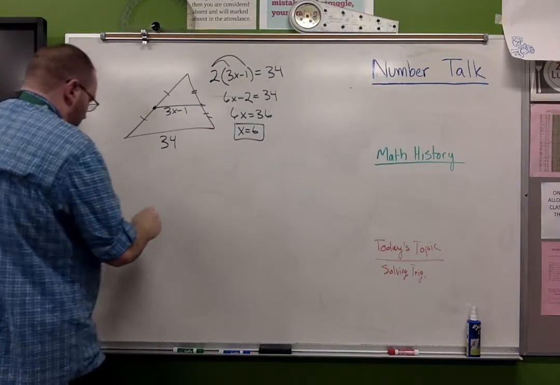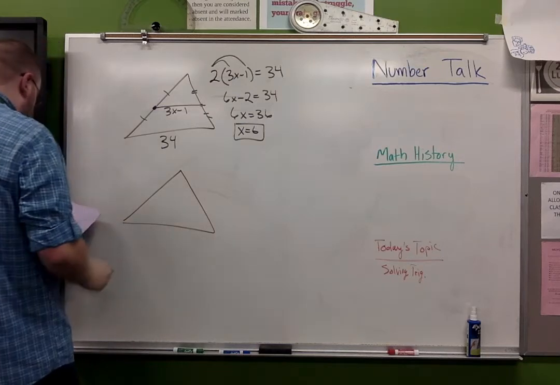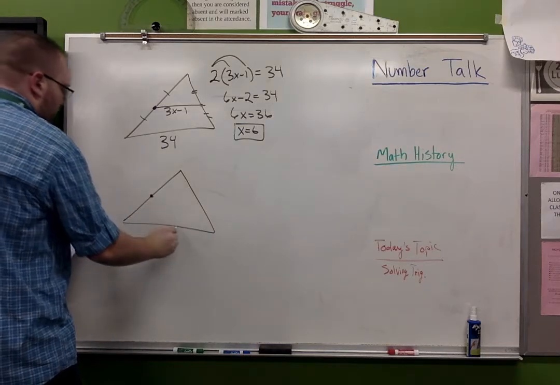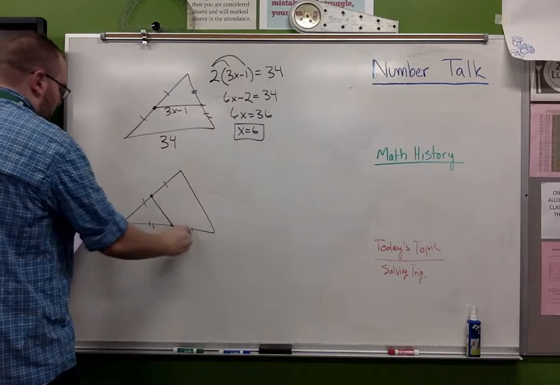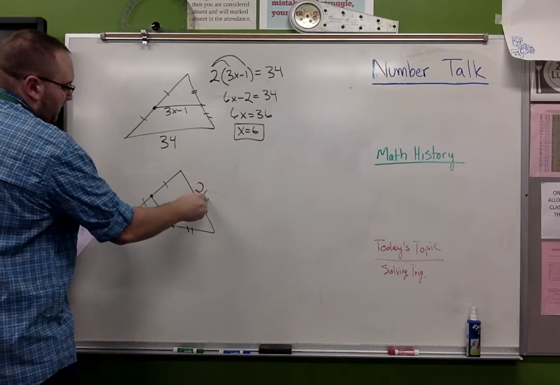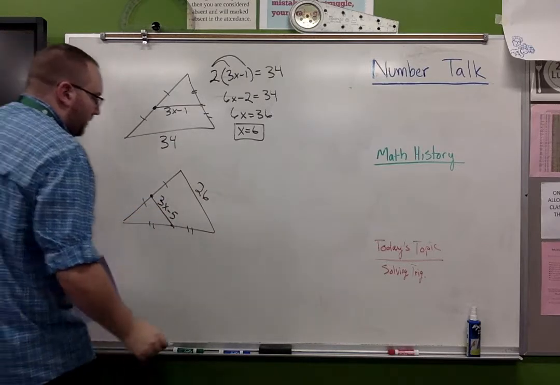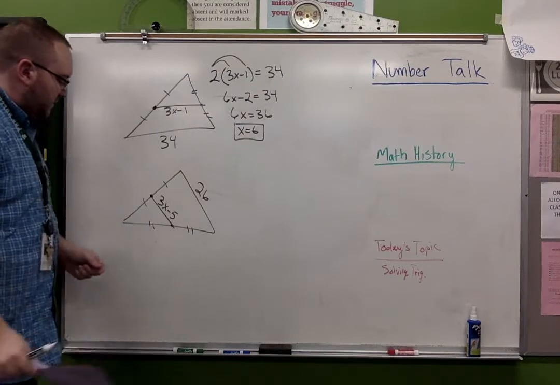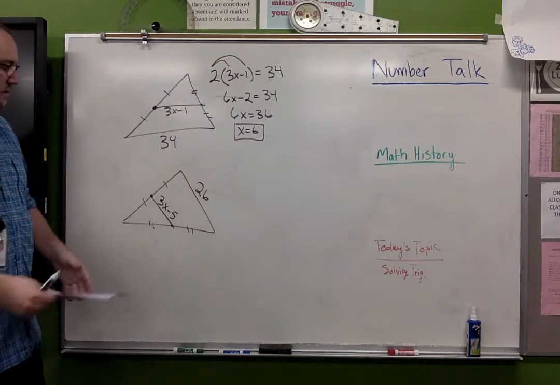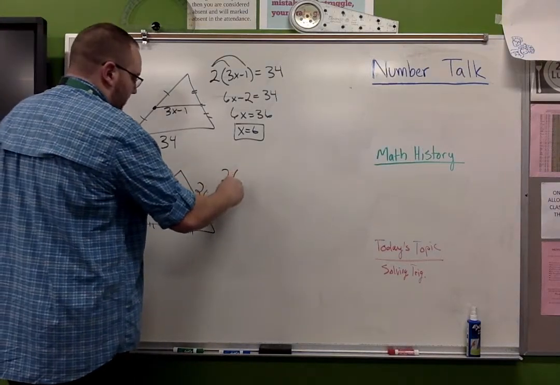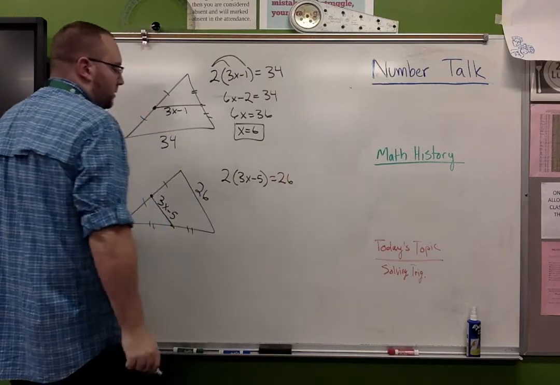Okay, the next one looks like that. So this is 26. This is 3x minus 5. Remember that this length is half of this one. So it takes 2 of these to make one of these. So 2 times 3x minus 5 equals 26.